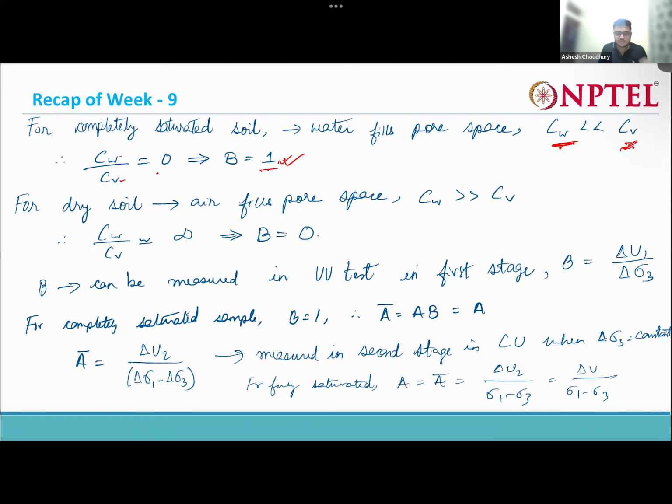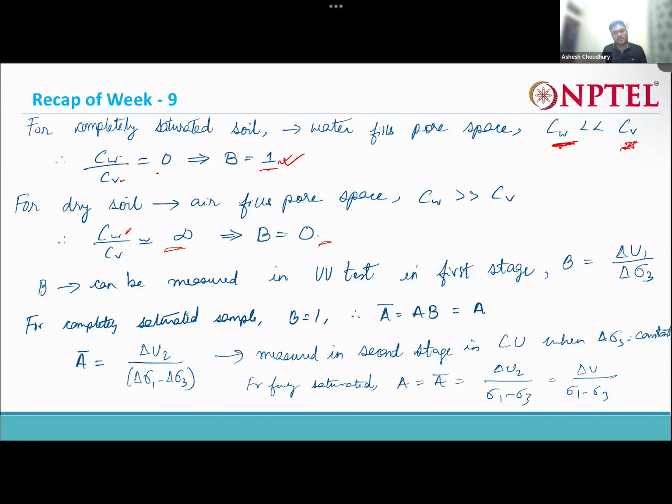And for dry soil, the pore is completely filled with air. The compressibility is very high for air, since it is a gas. So this Cw by Cv will be close to infinity, and my B will be equal to 0.